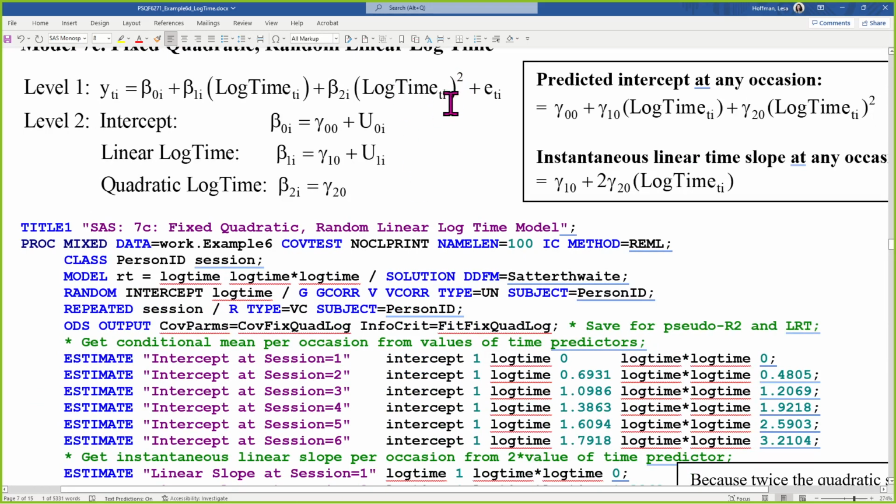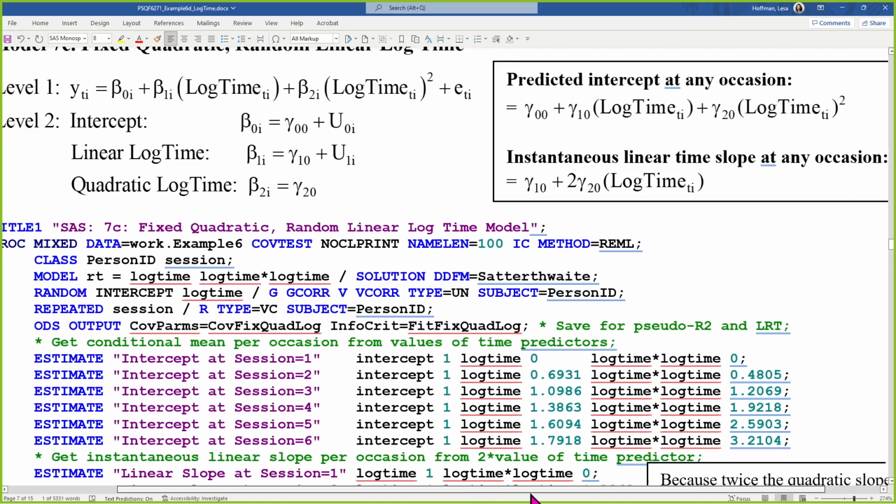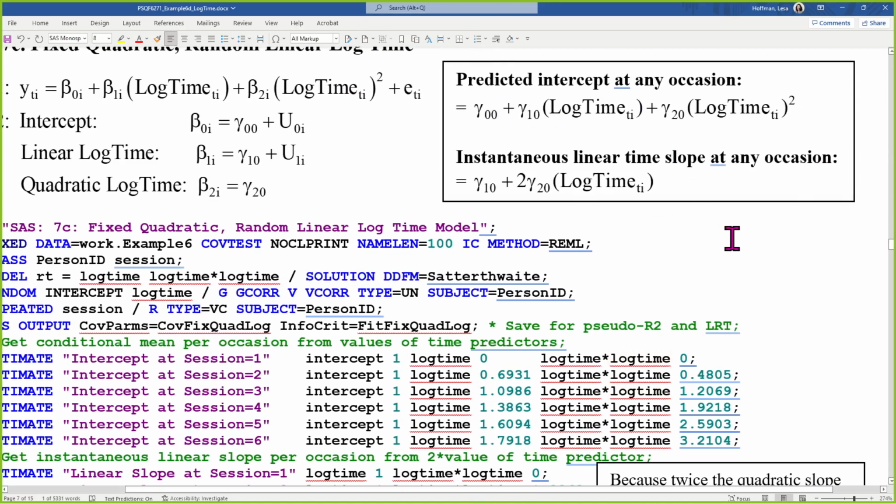So log time squared. So this is still technically a linear model because it's linear in the parameters. It's slope times variable plus slope times variable. But it's creating this complex nonlinear function by making a quadratic slope for log time. No worries, how we find the predicted outcome at any occasion is still the same way.